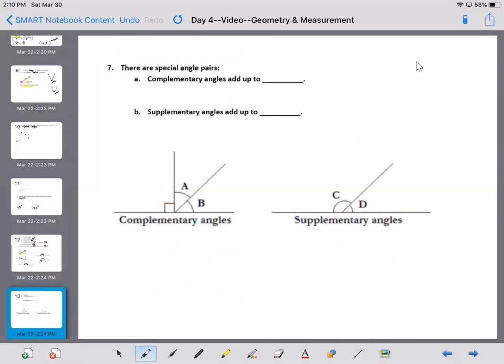We also have different types of pairs of angles. So when I talk about complementary and supplementary, you can notice from the examples here that complementary angles are angle A plus angle B. Notice it's going to add up to be 90 degrees. And supplementary, one would be obtuse, one would be acute, and they would add to give you that straight angle of 180 degrees.